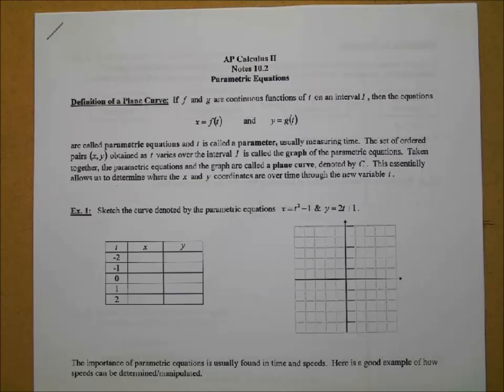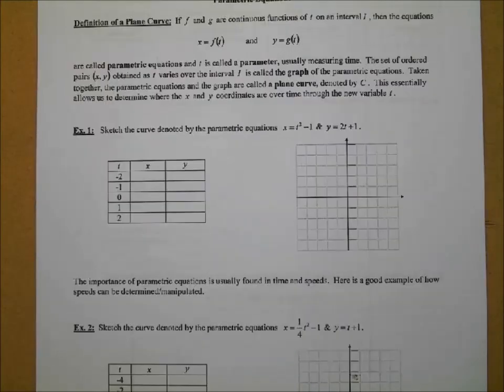We don't use the word function anymore because these graphs might not be functions, right? They might not pass the vertical line test. So we're going to call it just a plane curve, a curve that's in the two-dimensional plane, the Cartesian plane there, all right? This essentially allows us to determine where the x and y coordinates are over time through that new variable t. All right, so first thing we're going to do here is just example one, we're just going to sketch a curve. All right, no calculus involved.